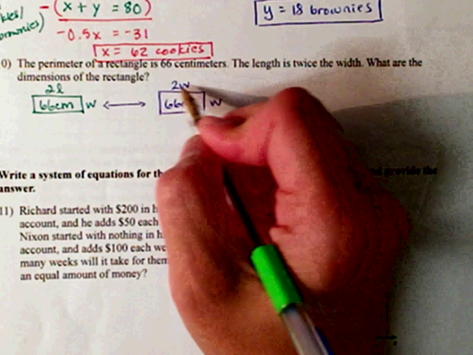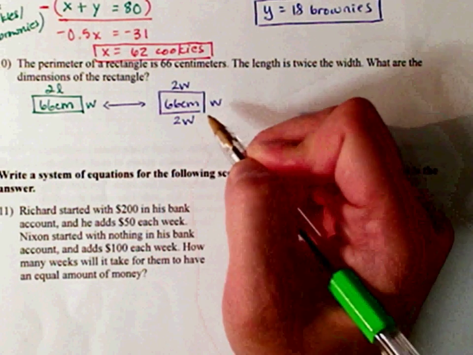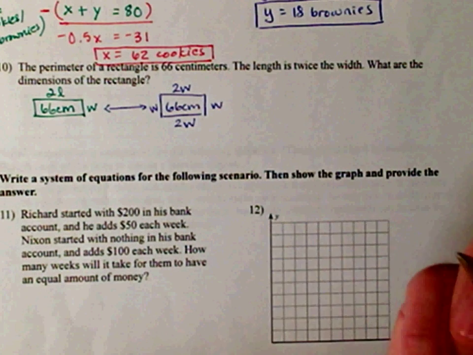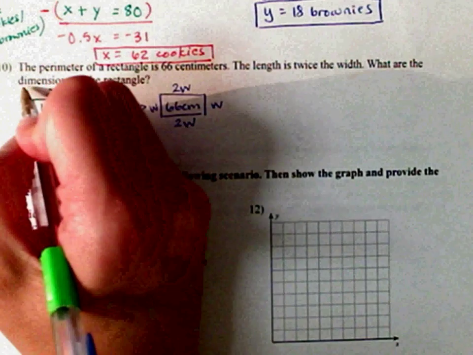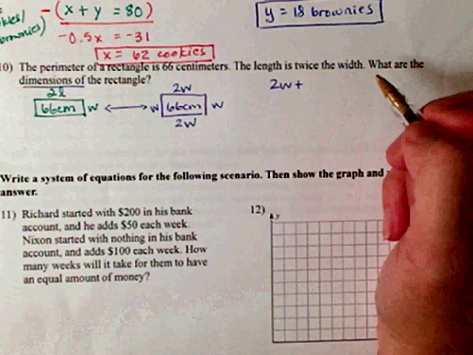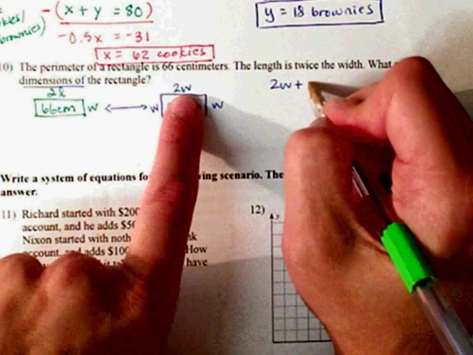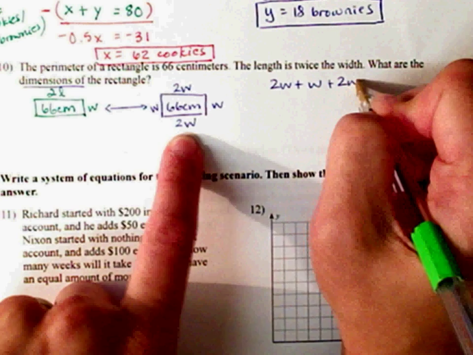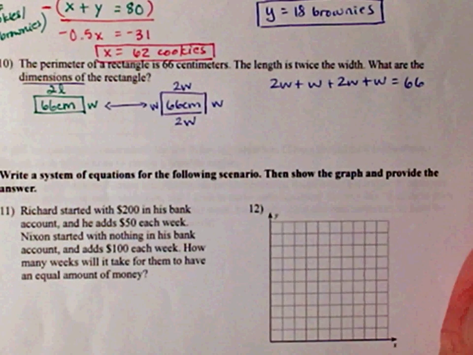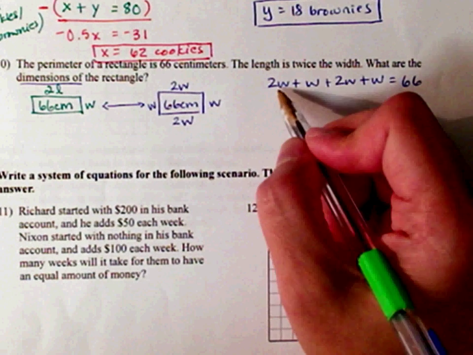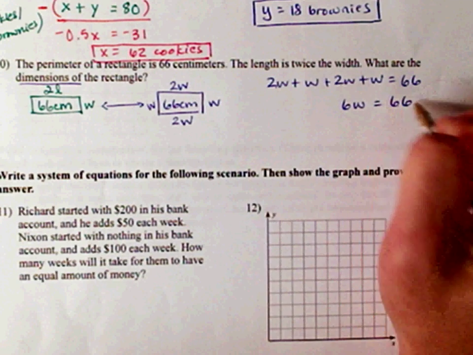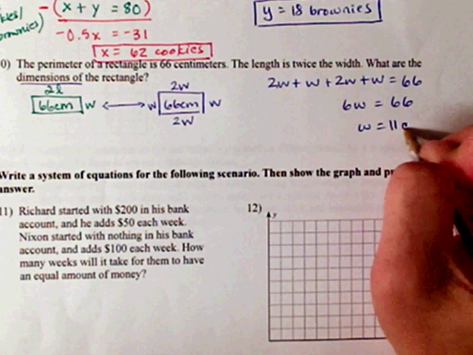So if this is 2w in a rectangle, opposite will be 2w. Across from the other one is also a w. And the question says, what are the dimensions of the rectangle? Perimeter means the distance around. So I'm going to add all these together. 2w plus w plus 2w plus w, all that is equal to 66 centimeters. Combine your like terms. 2, 3, 4, 5, 6w is equal to 66. So your width is equal to 11 centimeters.